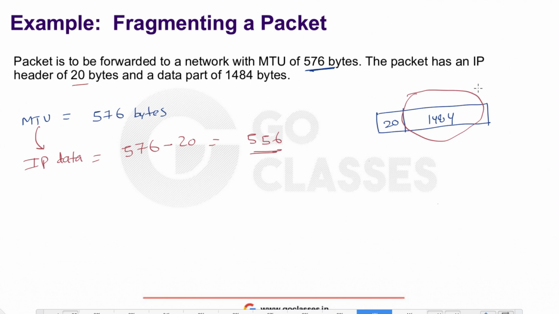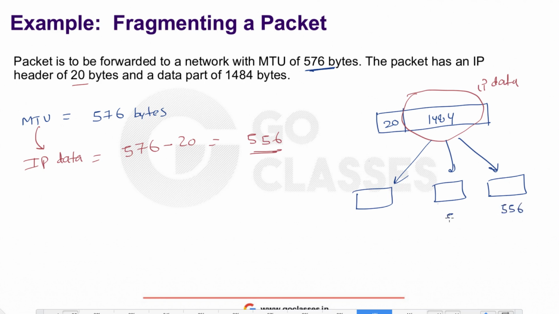So this is the IP data that you currently have, but the link is accepting IP data of 556, which means you need to divide this into multiple parts, maybe three fragments, such that every fragment should not exceed 556. So this may be 556, this may be 556, and the remaining will be here, right? So this is the question. I hope you got it.